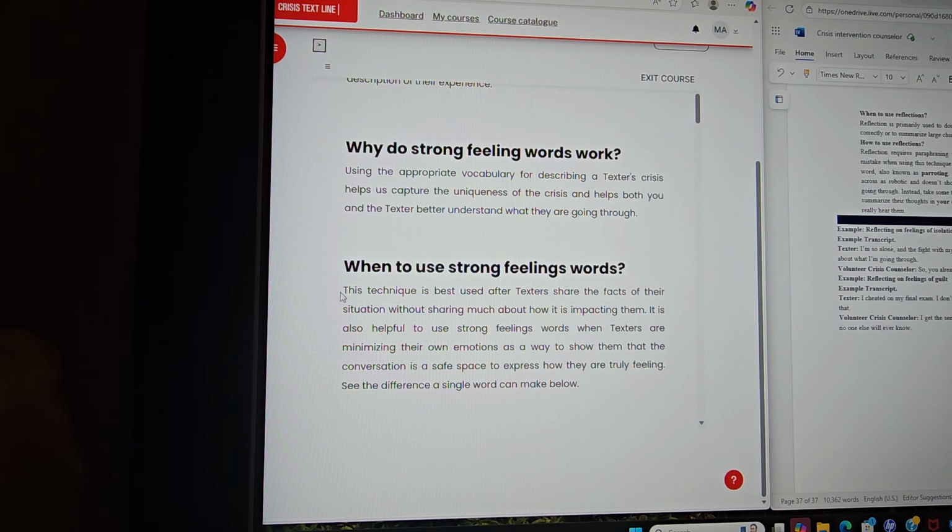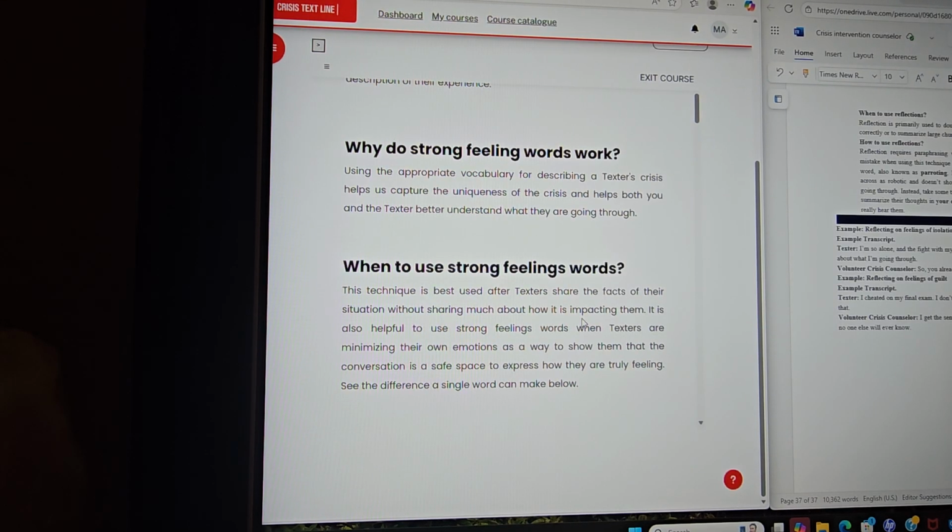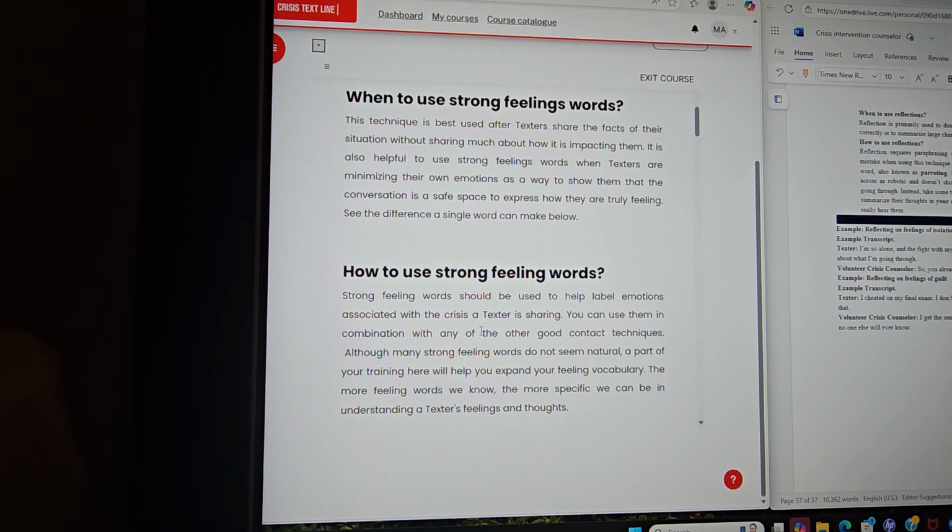When to use strong feeling words. This technique is best used after the texter shares the facts of their situation without sharing much about how much it has impacted them. It is also helpful to use strong feeling words when the texters are minimizing their own emotions, as a way to show them that the conversation is a safe space to express how much they are truly feeling. Sometimes the difference is in a single word that can make a big difference.